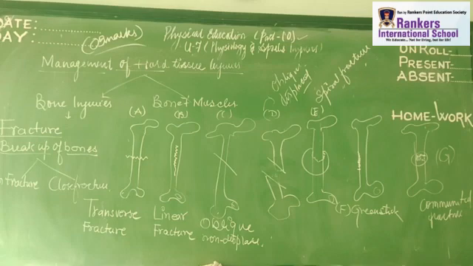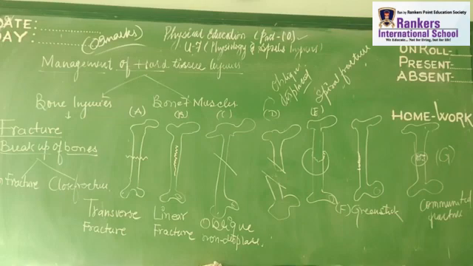And if it is broken obliquely and displaced, divided into two different parts, we call it oblique displaced. Compound fracture is basically breaking of a bone along with dislocation. So when dislocation occurs along with the fracture, and the bone is broken into two pieces, we call it compound fracture.